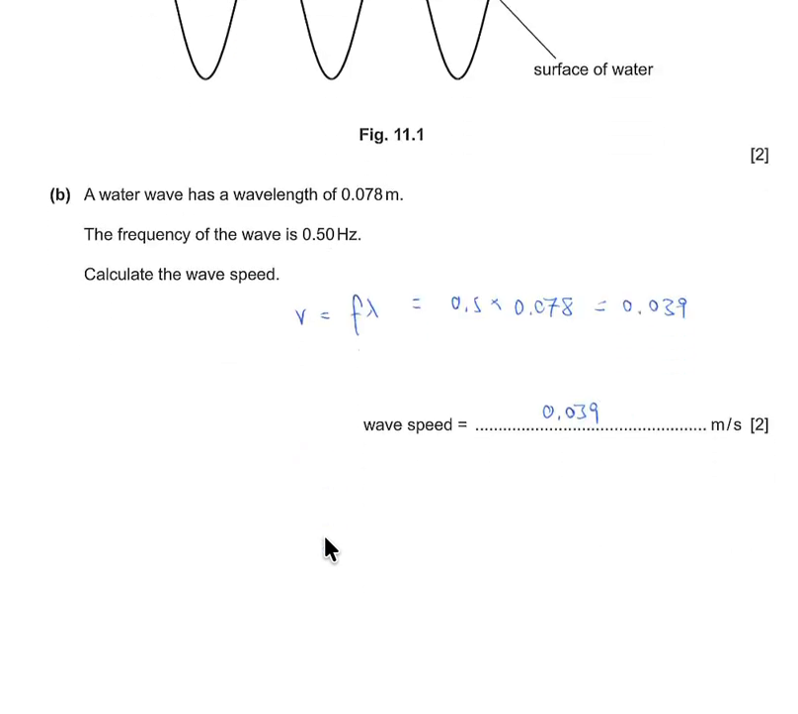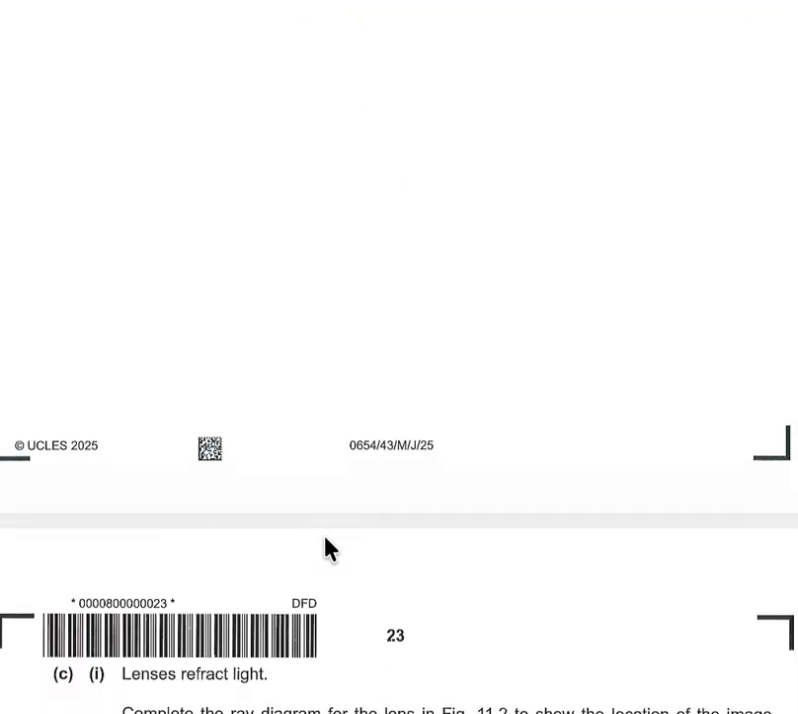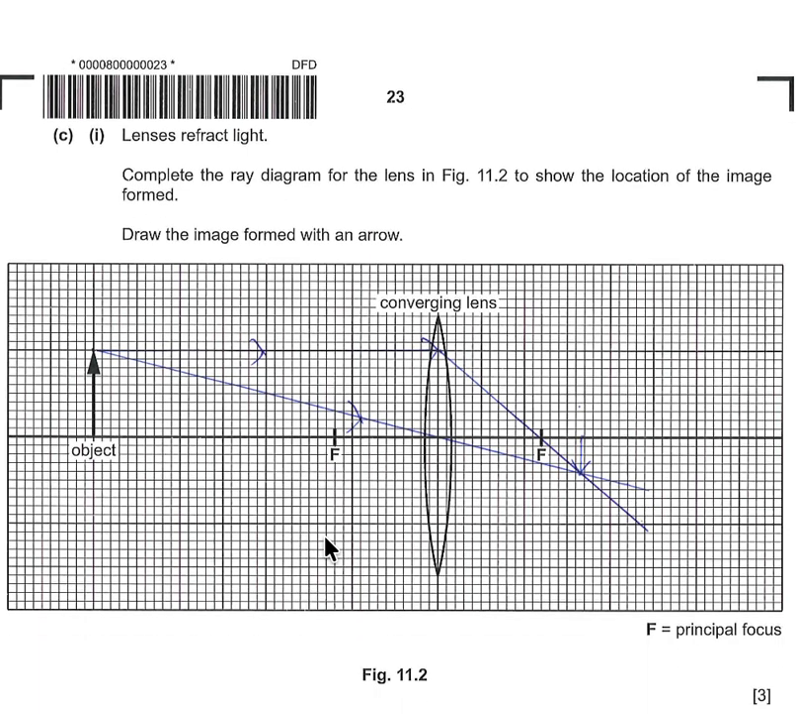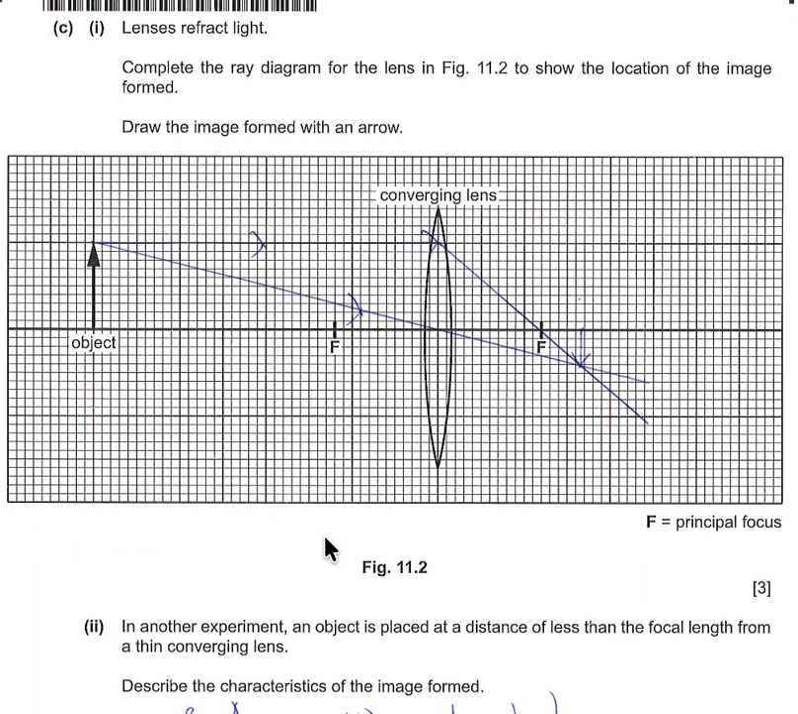Okay, let's go down here. Oh, here's another lovely standard question. We're being told about lenses refracting light. So you're asked to complete the ray diagram for the lens in figure 11.2 to show the location of the image formed, and draw the image formed with an arrow.